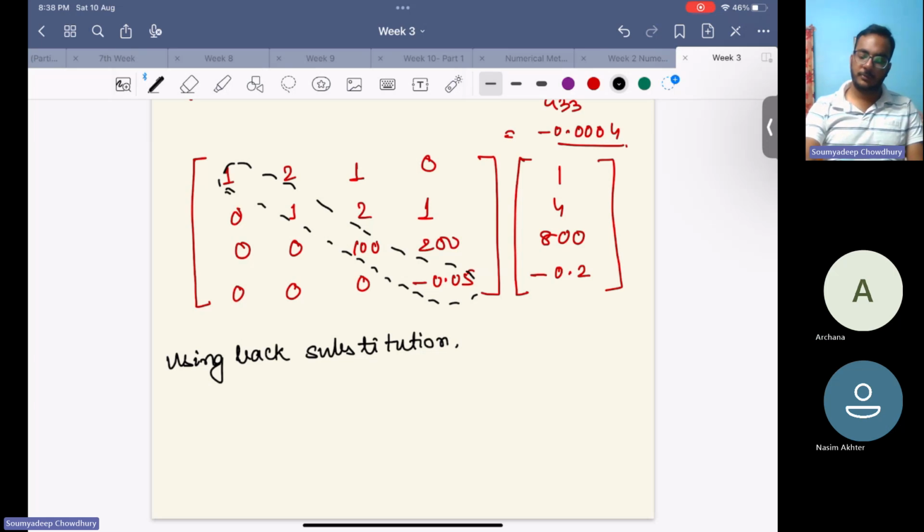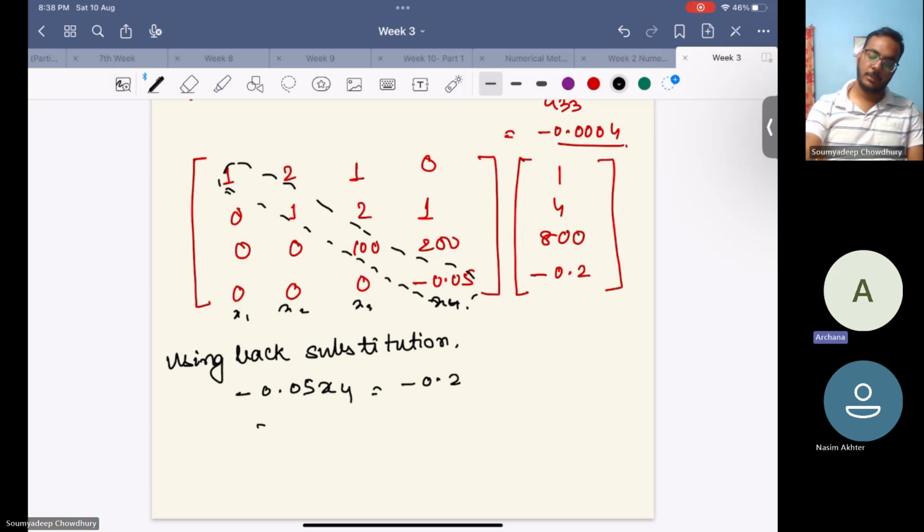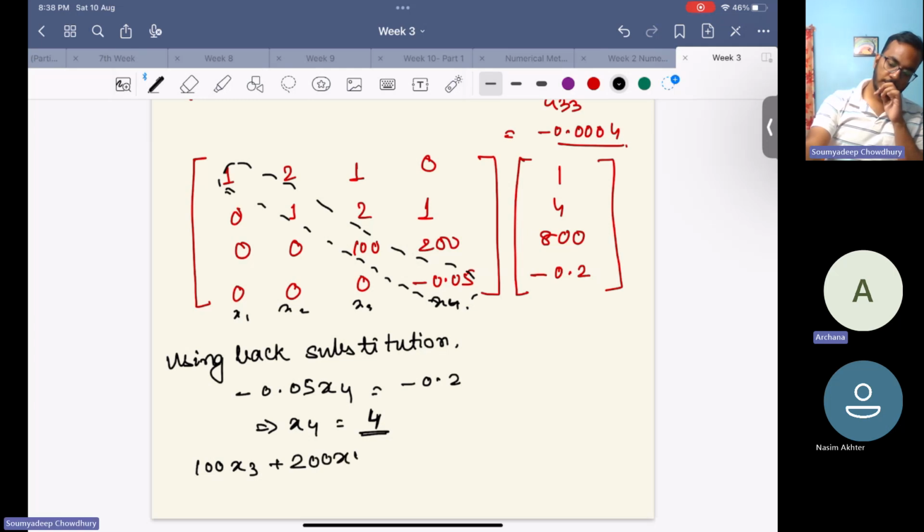Okay. So just see the last row. So this is x1, x2, x3, x4, right? So it is basically minus 0.05 x4 equals minus 0.2. From that we can find out x4, that is 4, that Archana correctly told. So what will be the next equation from the third row? 100x3 plus 200x4 is equal to 800. So we'll get x3 equal to 0 from here.